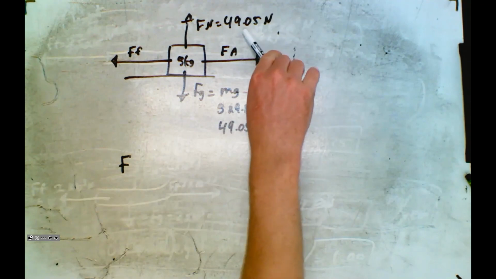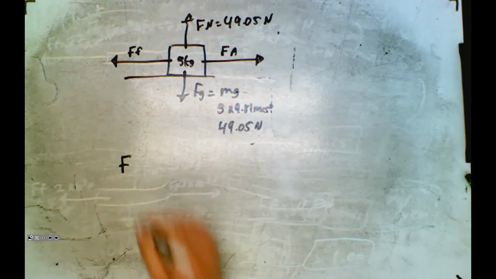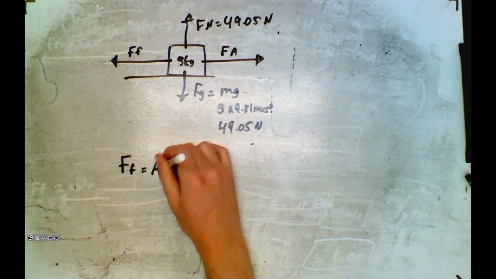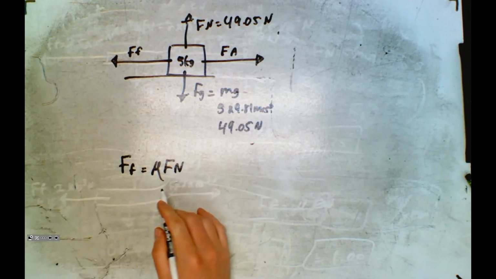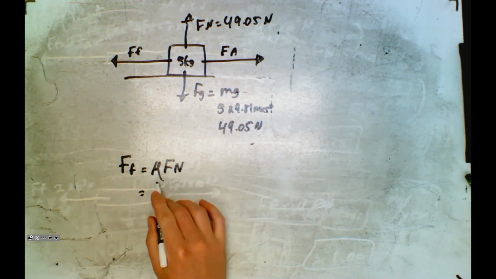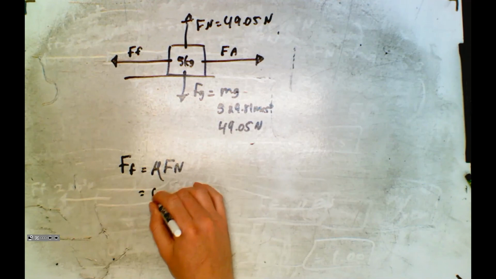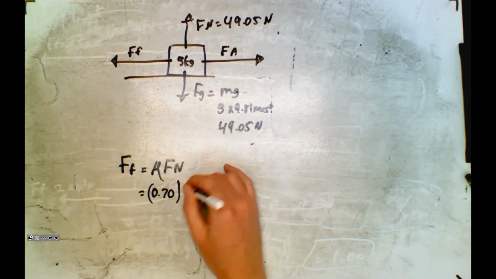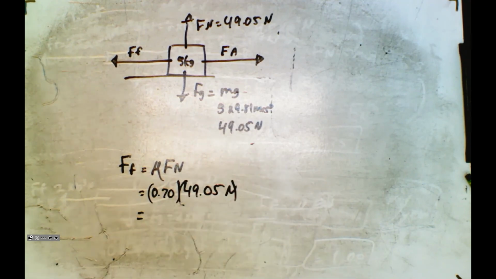So that's our force normal, that's our force of gravity. This is our free body diagram here. Everything's equal. Force of friction equals mu Fn. So we can find the force of friction with this. So they give us 2 coefficients of friction in this. They give us static and kinetic, but if it's moving at a constant speed, we have to use kinetic, which is 0.70. Our force normal is 49.05. So we can find our force of friction.